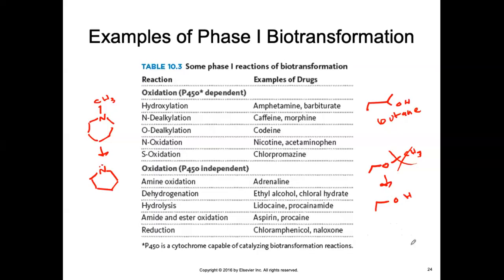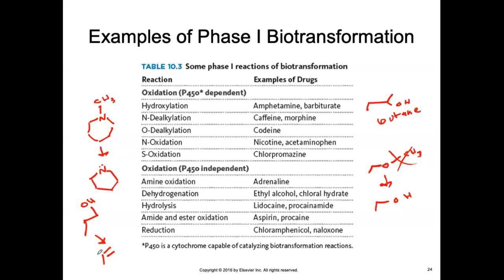Other oxidations that are P450 independent: amine oxidation, such as with adrenaline. Dehydrogenation, which you see in ethyl alcohol and chloral hydrate. So an example of dehydrogenation: here's ethyl alcohol. We dehydrogenate it, we remove hydrogens, and we can turn this into something like that, with a double bond in it.